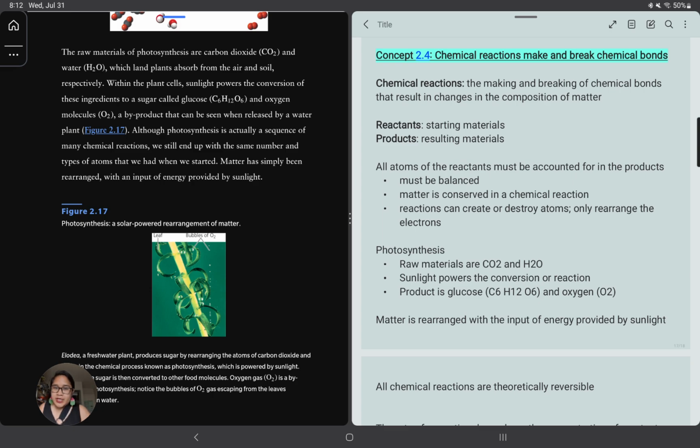Although photosynthesis is actually a sequence of many chemical reactions, we will end up with the same number and types of atoms that we had when we started. Matter has simply been rearranged with an input of energy provided by sunlight.